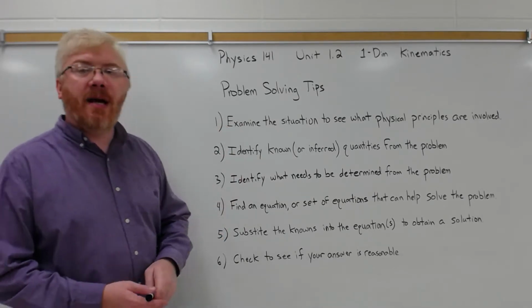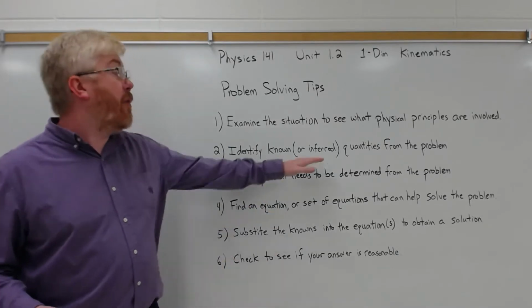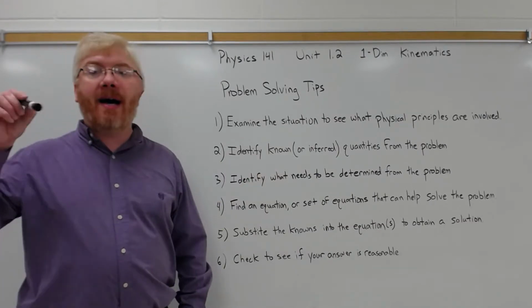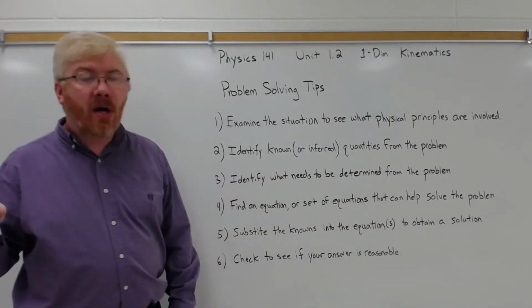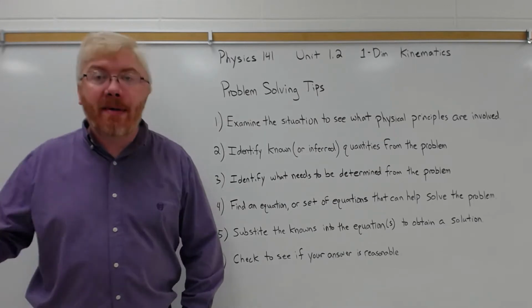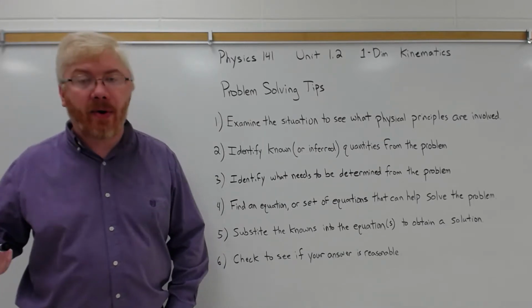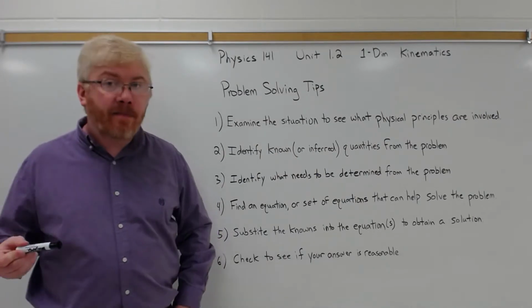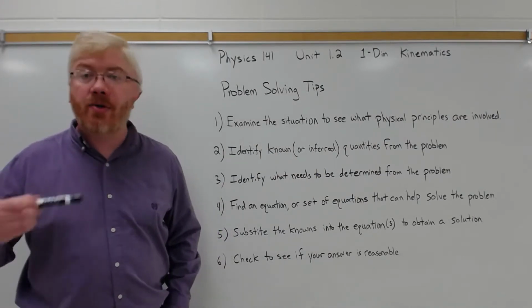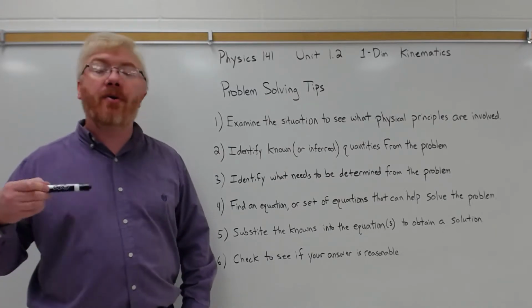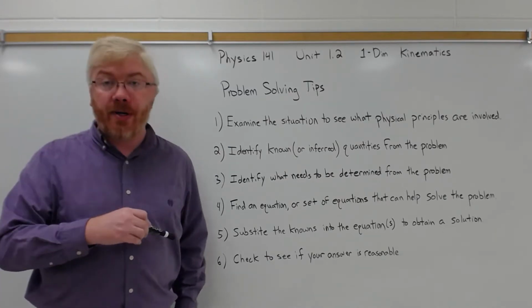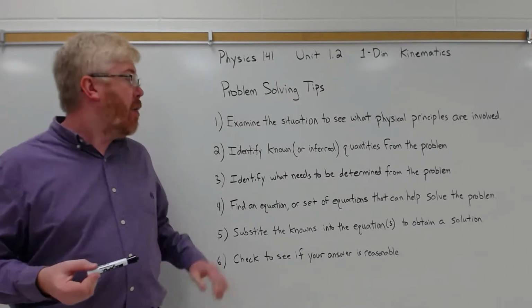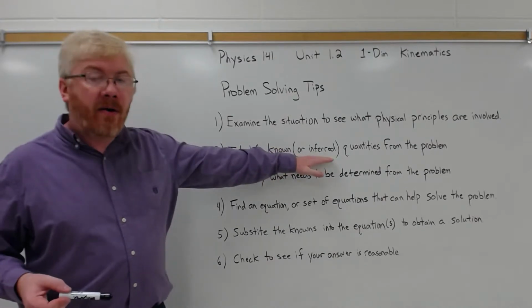The second is just identify the knowns that are given or inferred from the problem. So sometimes it says, at time t equals 2 seconds, this happens. Or with an initial velocity of so many meters per second, a car starts to accelerate. Write down what those knowns are. Identify them, right? Do you know the initial velocity? Do you know the acceleration? Do you know the time? Do you know the initial position? Do you know the final position? What do you know? Do you know the average velocity, the final velocity, initial velocity, and so on? What do you know, or what can you infer from the problem?